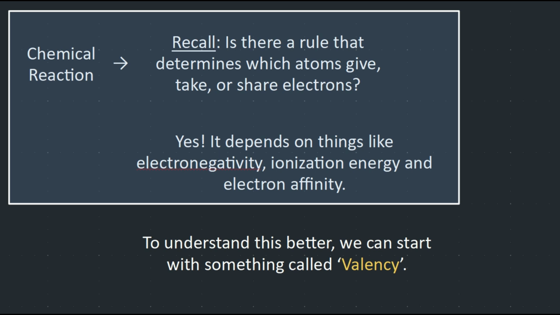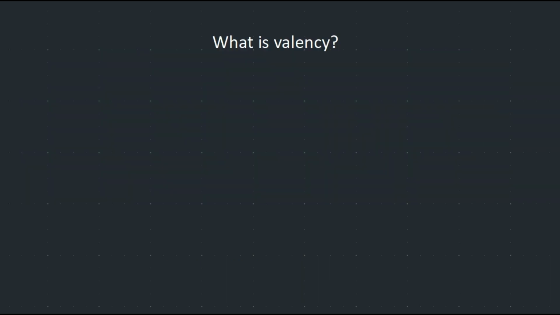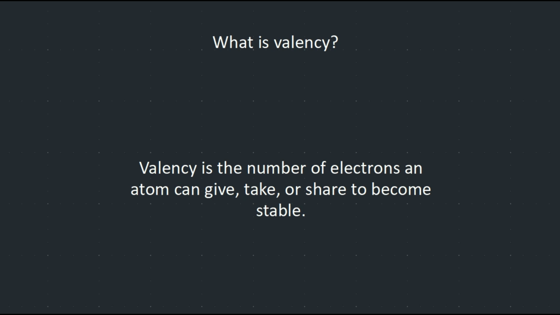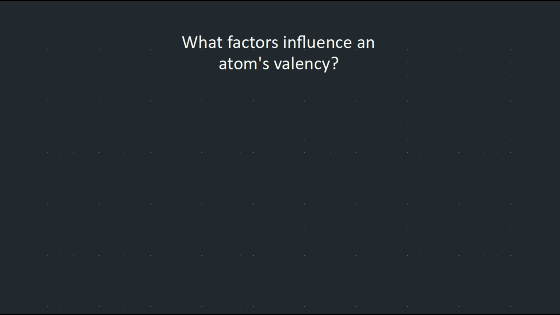And now we're looking at what factors influence this. We have electronegativity, ionization energy and electron affinity. Till this point we have understood. To understand these three terms, now you can open your eyes. To understand these three terms of electronegativity, ionization energy and electron affinity, we need to understand a term called valency. Now, what is valency? Valency is nothing but the number of electrons a given atom can give, take or share to become stable. So what influences this?